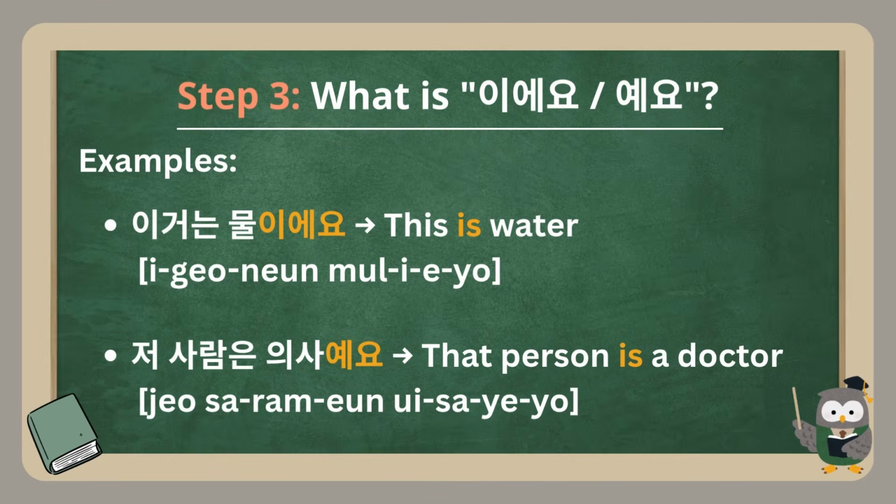Here are two examples. 이거는 물이에요 means this is water. 저 사람은 의사예요 means that person is a doctor.